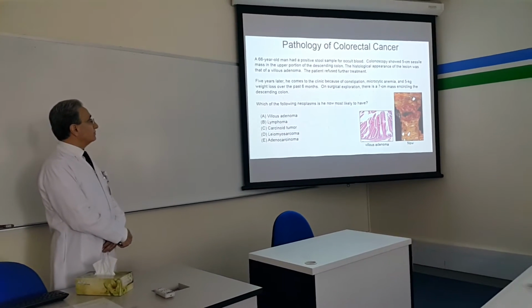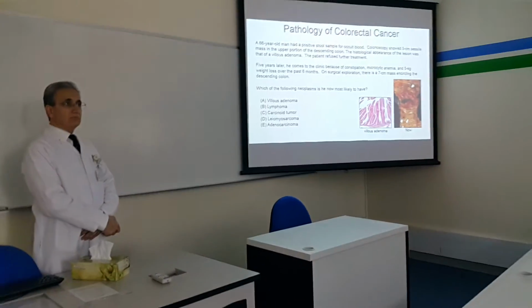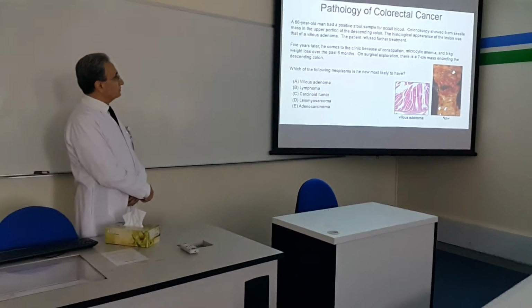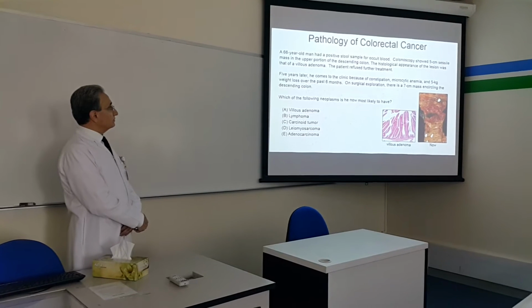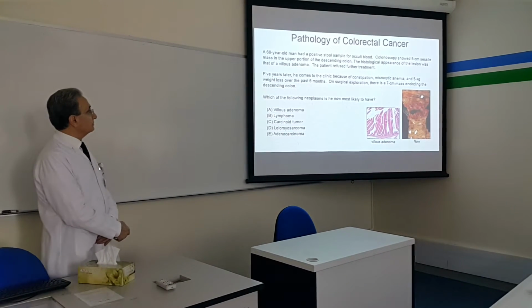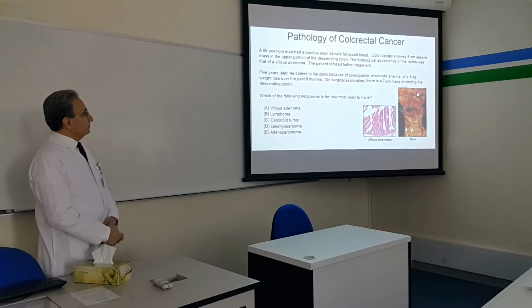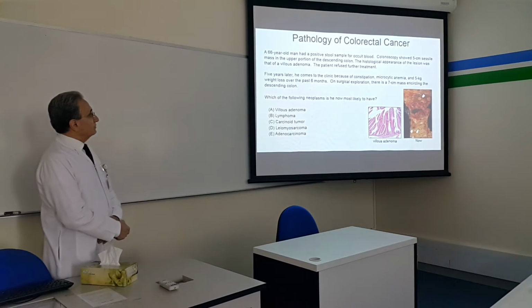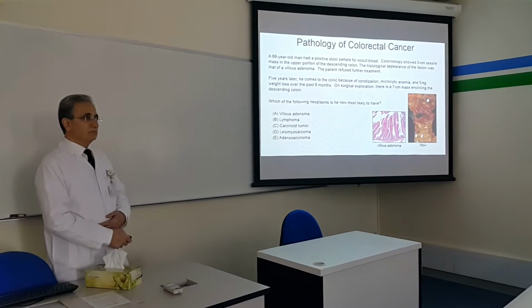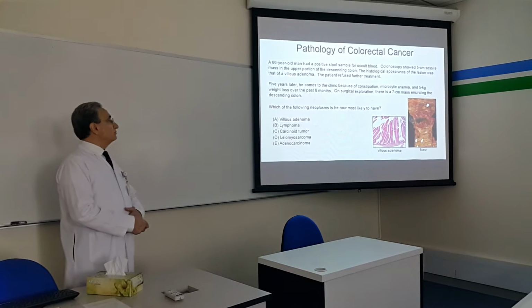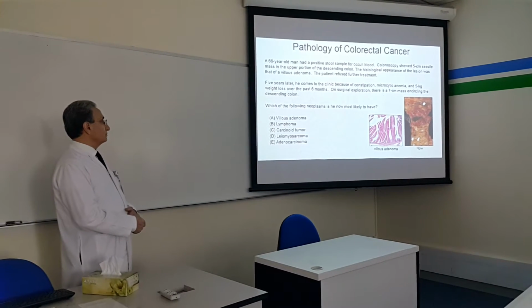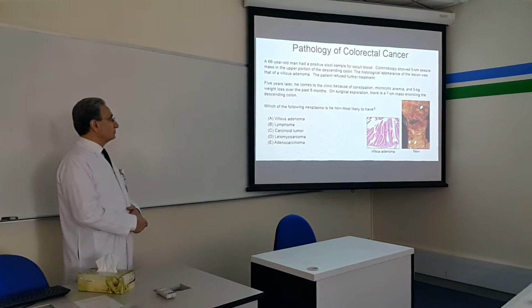Five years later, he comes to the clinic because of constipation, microcytic anemia, and 5 kilograms weight loss over the past 6 months. On surgical exploration, there is a 7 centimeter mass encircling the descending colon. Which of the following neoplasms is he now most likely to have? Villous adenoma, lymphoma, carcinoid tumor, leiomyosarcoma, adenocarcinoma.